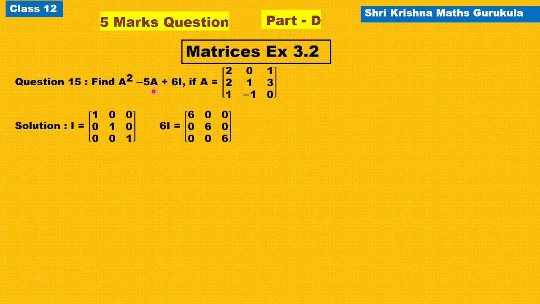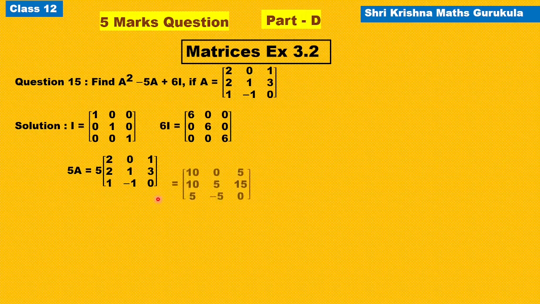We have to find 5A. So we will consider matrix A and multiply by a constant 5. That means we will be multiplying this 5 to each and every element of this matrix A. So that will be 5 into 2, 10, 5 into 0, 0, 5 into 1, 5, 5 into 2, 10, 5 into 1, 5, 5 into 3, 15, 5 into 1, 5, 5 into minus 1, minus 5, 5 into 0 is 0. So we have found 5A also.